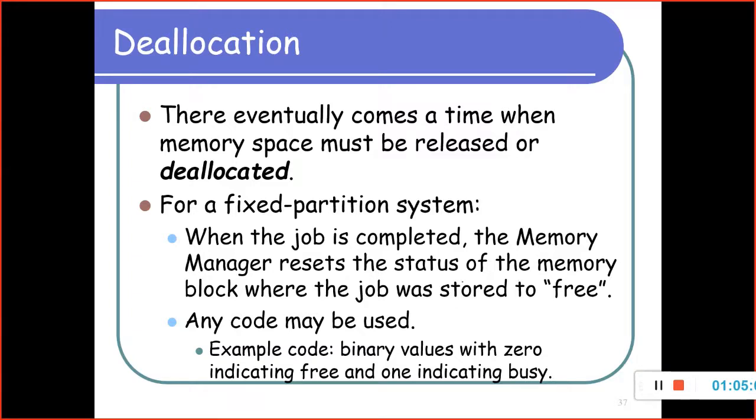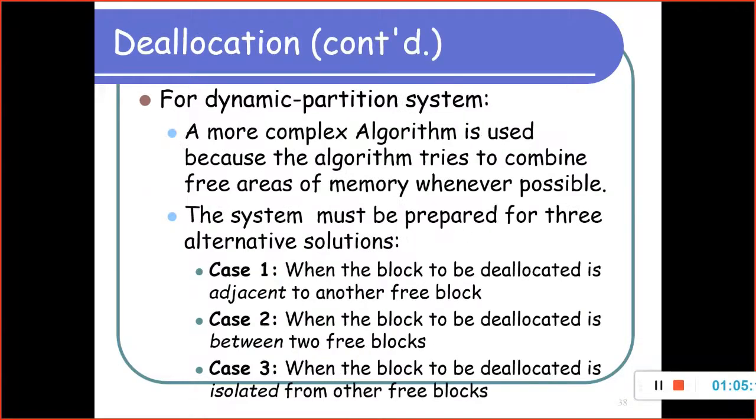This is for fixed partition. Any code may be used. Example code: binary values with 0 indicating free and 1 indicating busy. So 0 or 1, something like that. For dynamic partitions, a more complex algorithm is used because the algorithm tries to combine free areas of memory whenever possible. Okay, so this is dynamic partition deallocation.